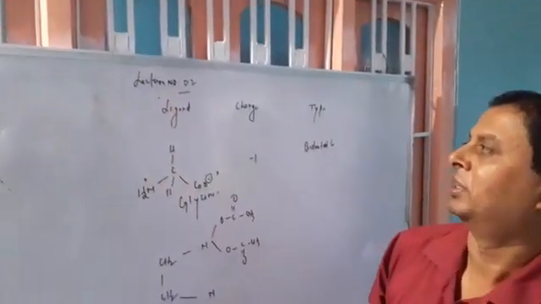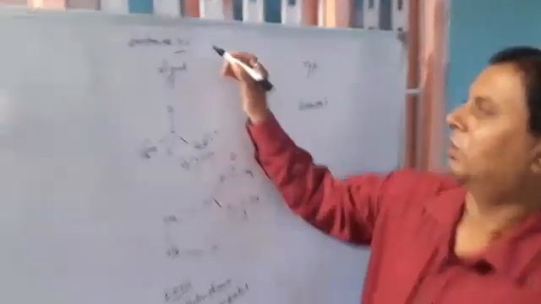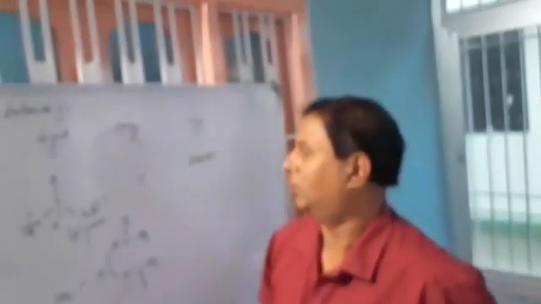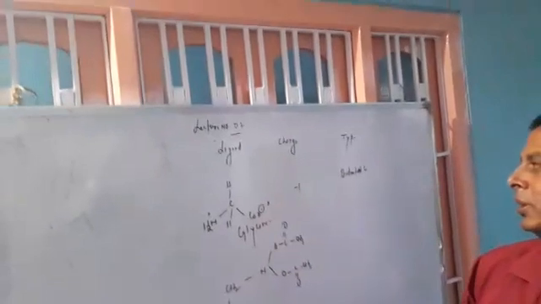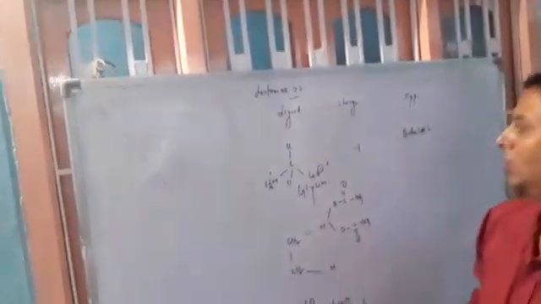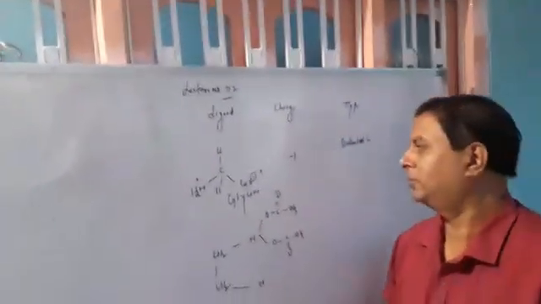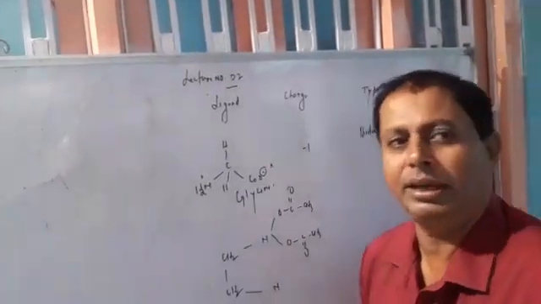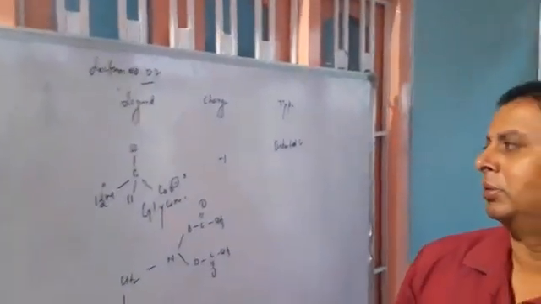Dear student, this is my lecture number 2 of the topic coordination compounds for class 12. This is a continuous lecture from previous lecture number 1. In the previous segment we have studied the ligands, types of ligand on the basis of charge as well as types of ligand on the basis of denticity.